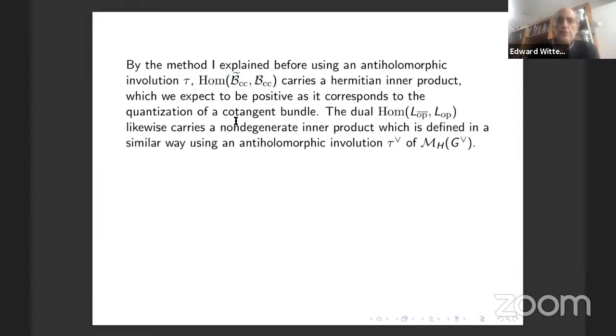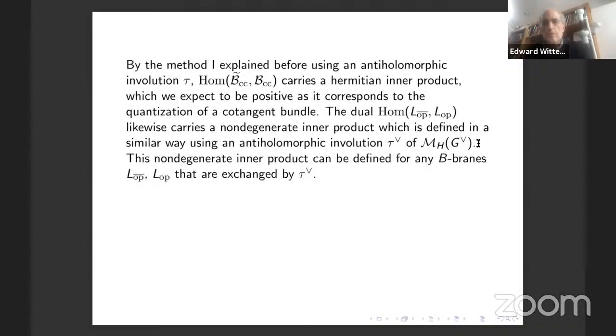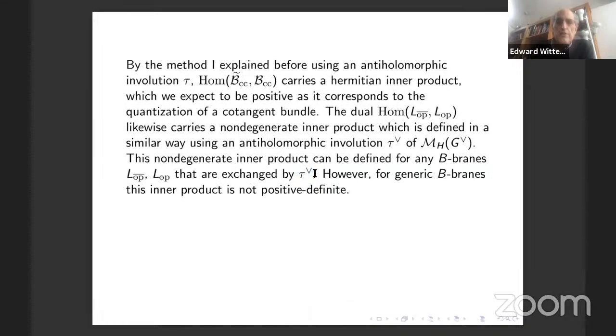The dual likewise carries a non-degenerate inner product, defined in a similar way using an anti-holomorphic involution of the dual group moduli space. The non-degenerate product can be defined for any B-branes that are exchanged by tau dual. But for generic B-branes, this will not be positive definite.